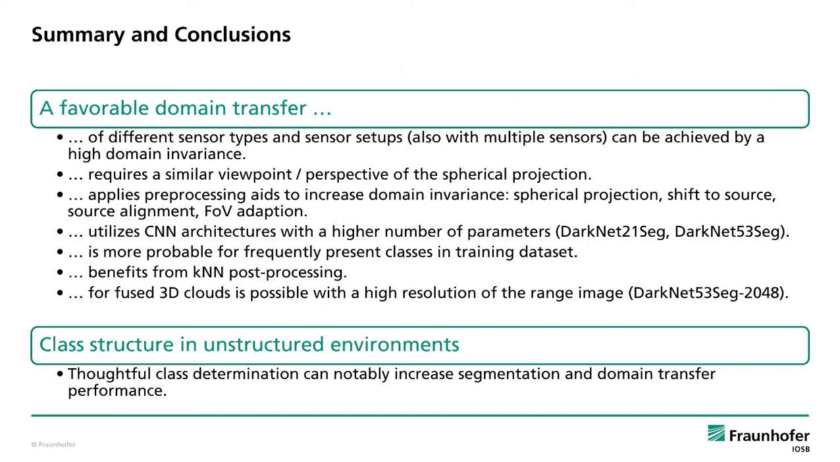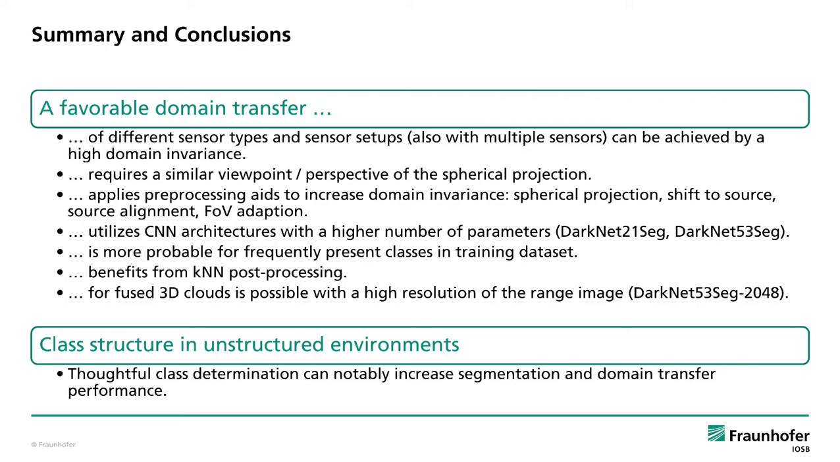So to conclude, what can help for a favorable domain transfer if we have different sensor types and sensor setups? You can achieve a higher domain invariance by putting together some of the pre-processing methods that we saw. One thing that's very important is a similar viewpoint for the spherical projection. And it helps to apply the pre-processing aids that I was talking about. And it also helps to use CNN architectures that are more complex so that they have a higher number of parameters because they are more favorable in the domain transfer.